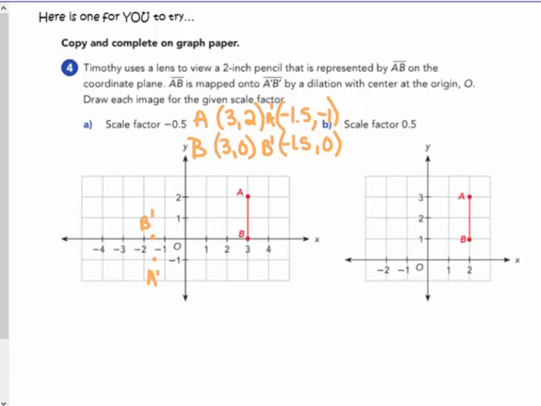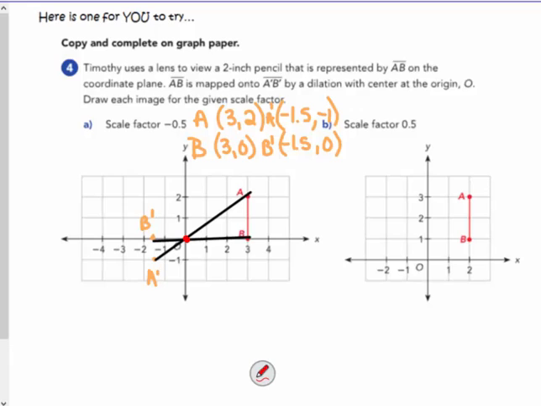So I can see that A to A prime, this is another way that you can find the center of dilation. If you connect A with its image, with a line, a straight edge, and B with its image, where do they cross? At the origin. So yes, my center of dilation ended up being at the origin.